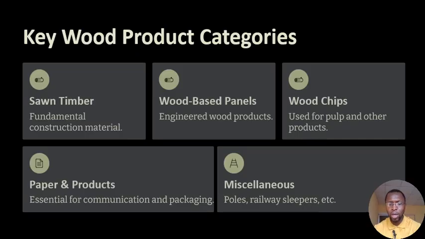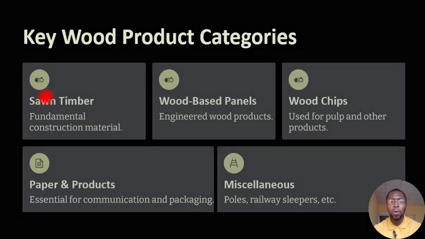Okay, number one, we have the sawn timber. These are fundamental construction wood materials that can be used for various purposes. Okay, another product that we get from wood taken from the forest is wood-based panels. These are engineered wood products that are made in the laboratory. Another category of wood product is known as wood chips, which are small portions of wood, and they are used for pulp and paper and some other products.